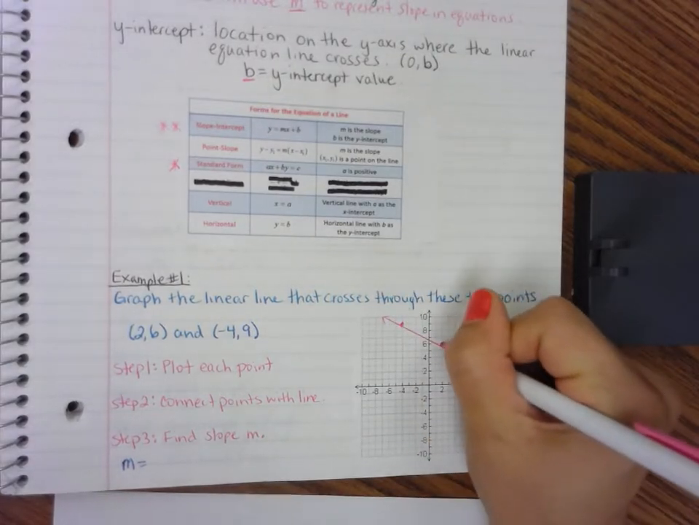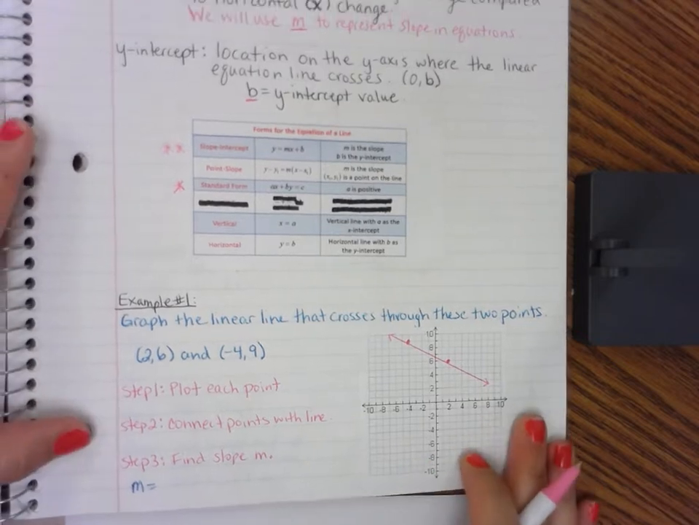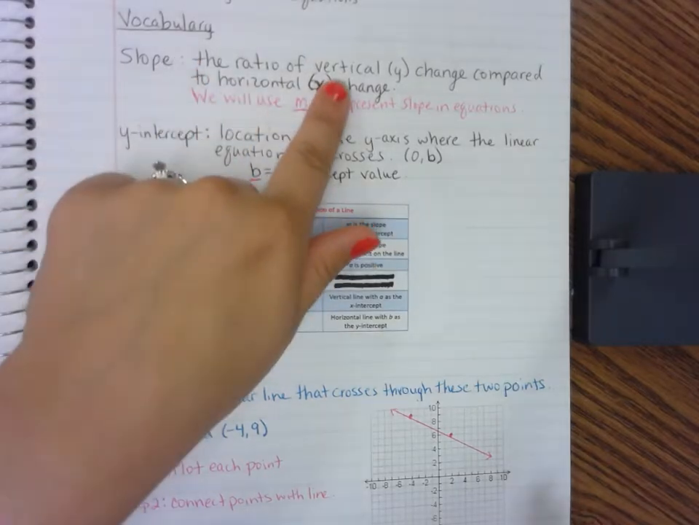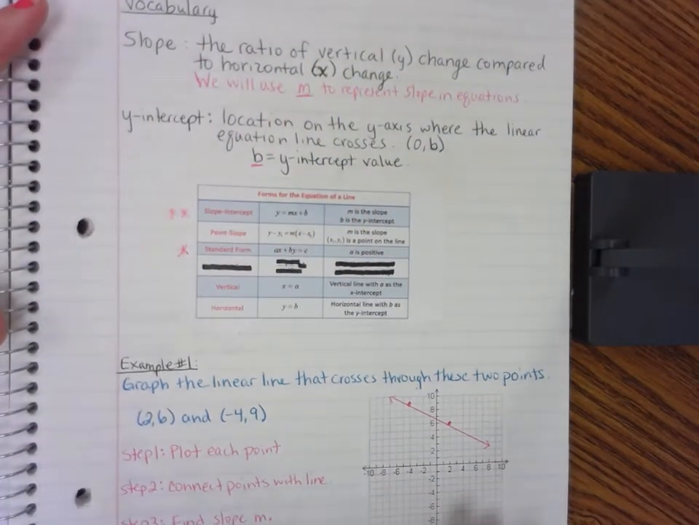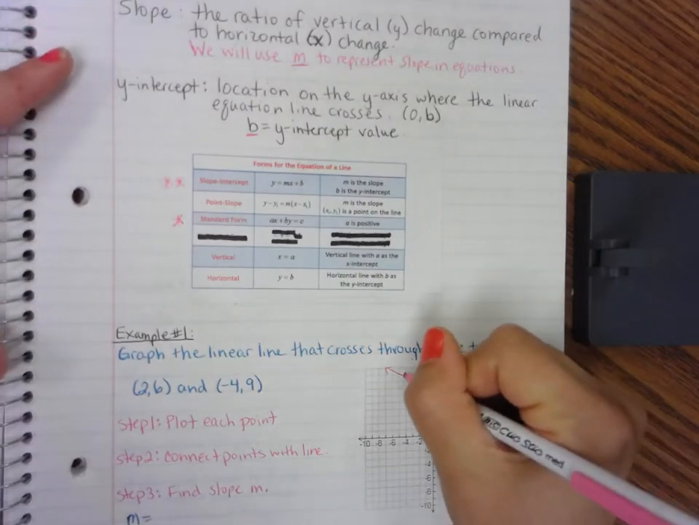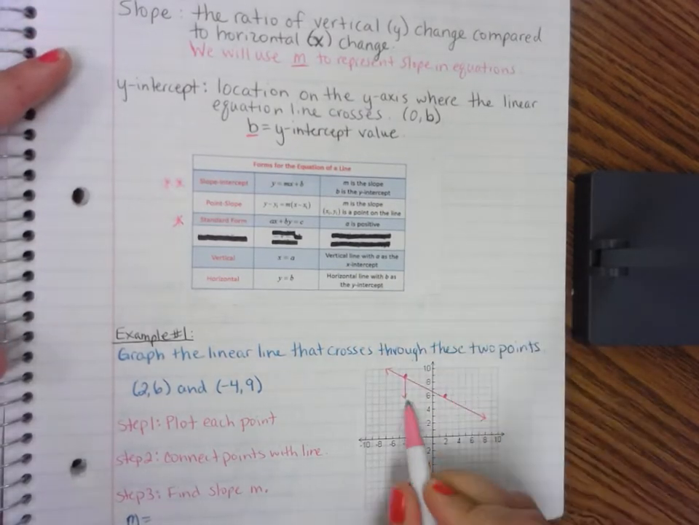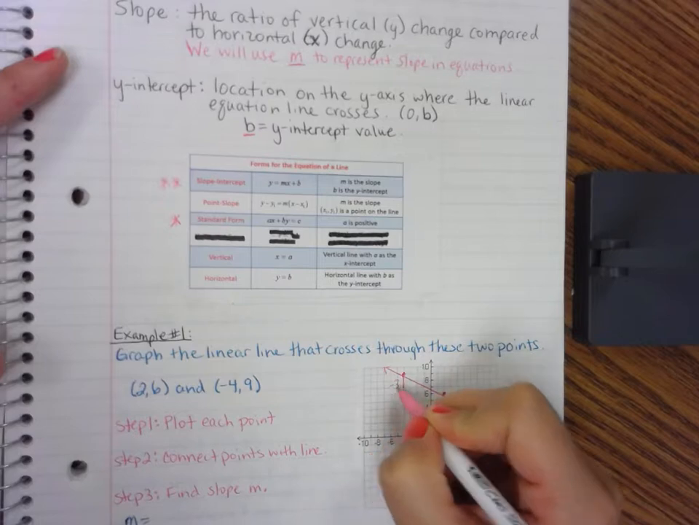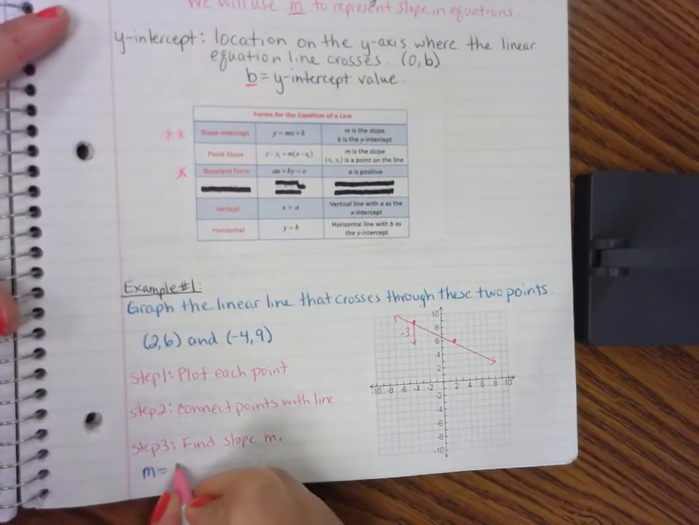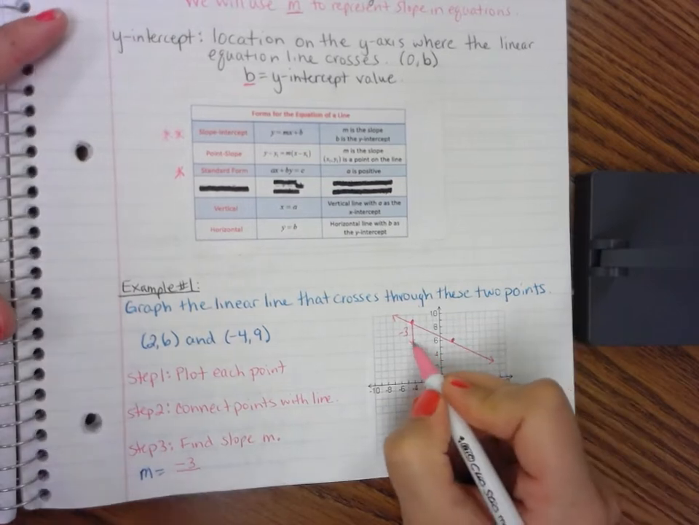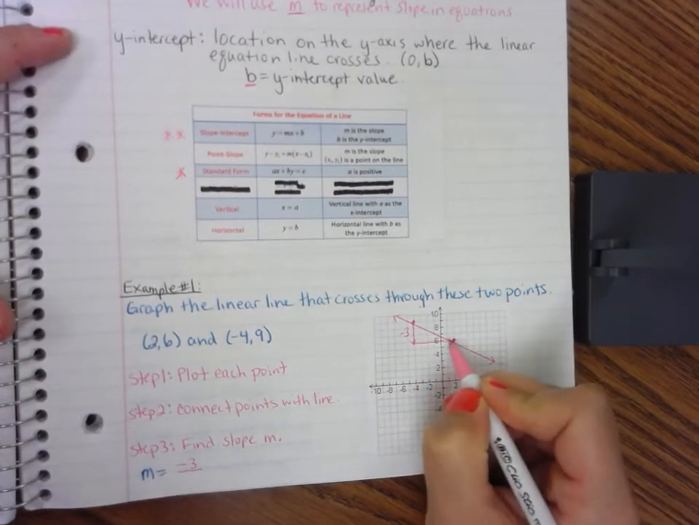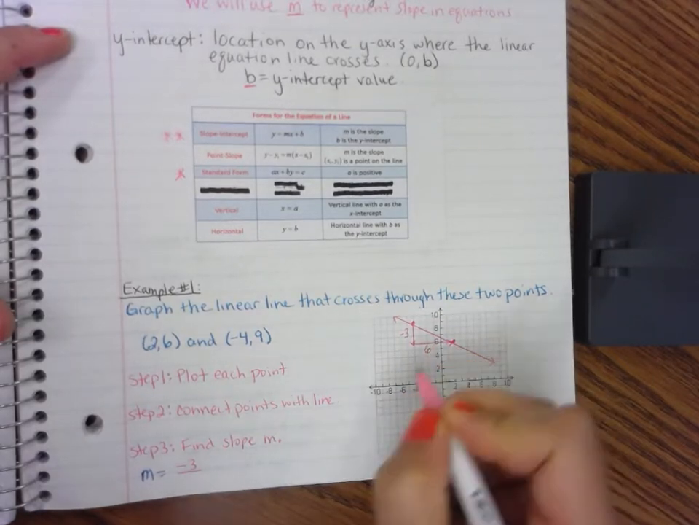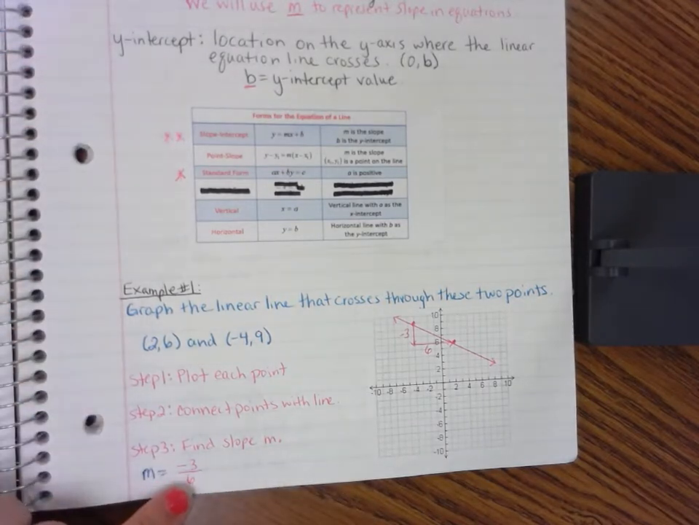So what I want to do now is find the slope. Now remember from our definition up here that slope is the ratio or fraction of the vertical change compared to the horizontal change. So now I'm going to calculate how far down I'm going to travel to be in line with this point, which is 1, 2, 3. So I went down 3 points. So I'm going to write negative 3 over. And how far to the right do I need to go to get to this point? 1, 2, 3, 4, 5, 6. So my slope is down 3, to the right 6.